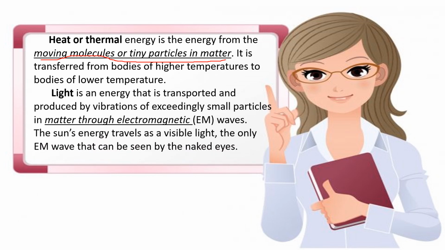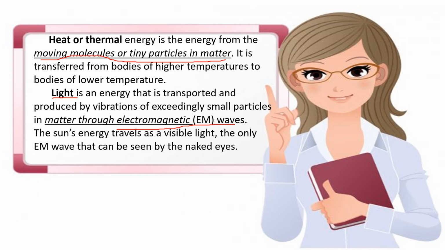Next, we have light. Light is an energy that is transported and produced by vibrations of exceedingly small particles in matter through what we call electromagnetic waves or EM waves. The sun's energy travels as a visible light, the only EM wave that can be seen by the naked eyes.